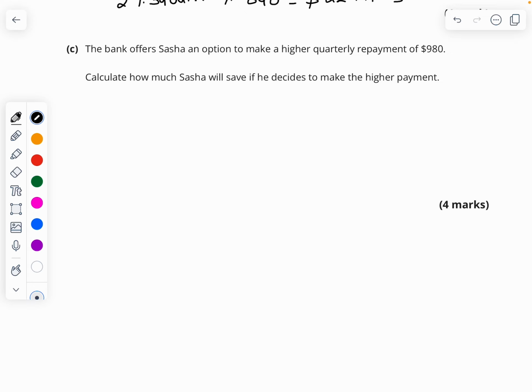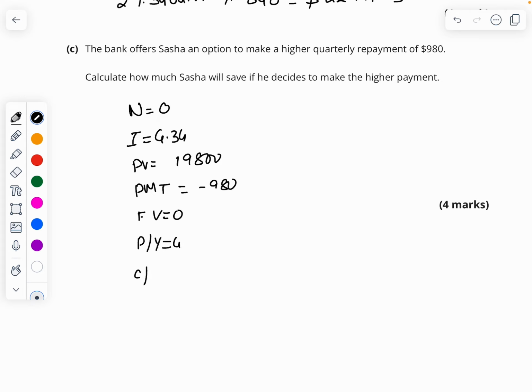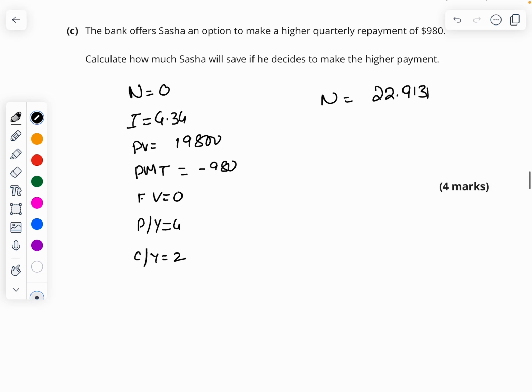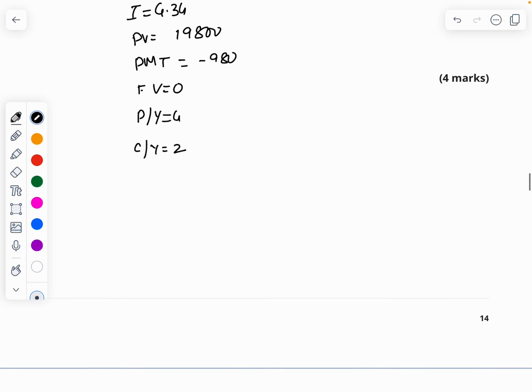Calculate how much Sasha will save if she decides to make the higher payment. In that case also we have to calculate the n value. Then I is 4.34. Then PV equals 19,800. Then PMT is this time minus 980. Future value is 0. P/Y is the same, 4. C/Y is going to be the same, 2. So calculate the n value, you'll be getting it as 22.9131. So these many payments he has to make.